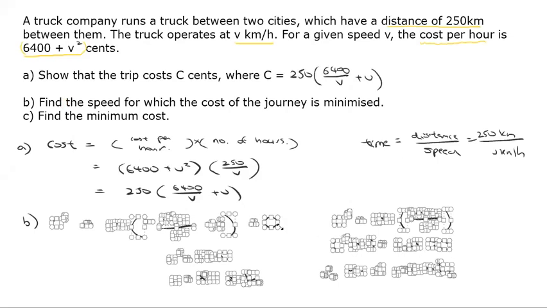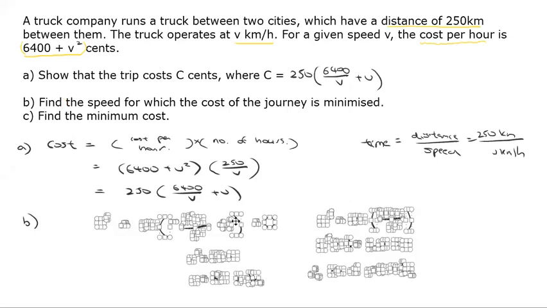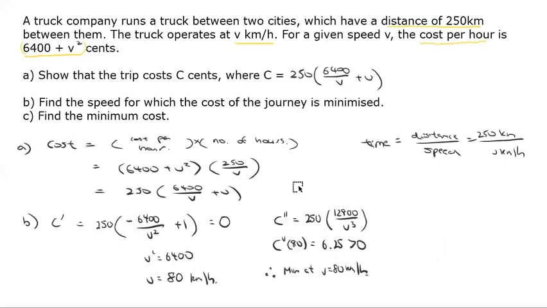And lastly, how do we find the actual minimum cost? We actually need to answer the question for minimum cost now. How do I do that? I want to actually find the minimum cost itself, so how much it costs. You just sub the 80 into the original formula. Exactly. So we already have it in terms of V. We just need to sub it in.